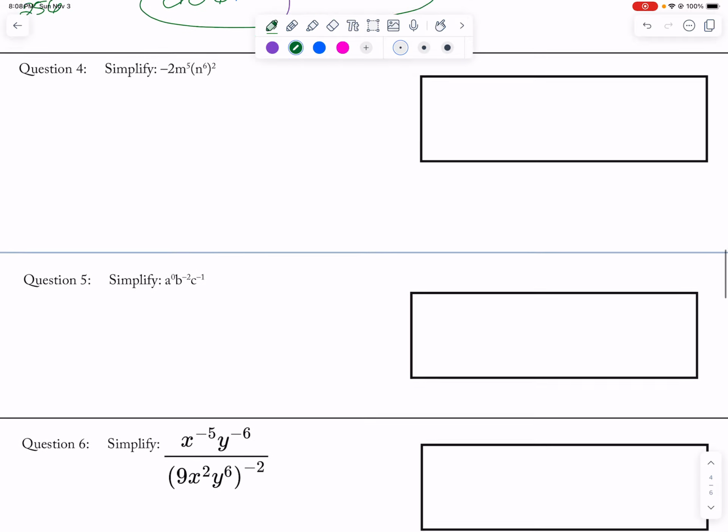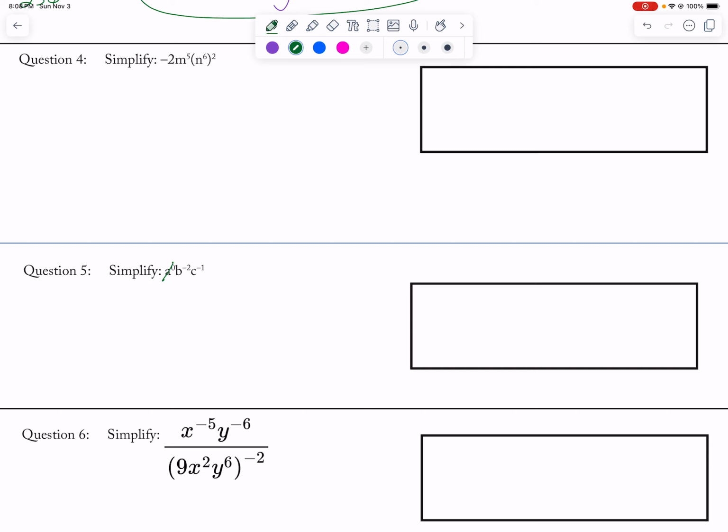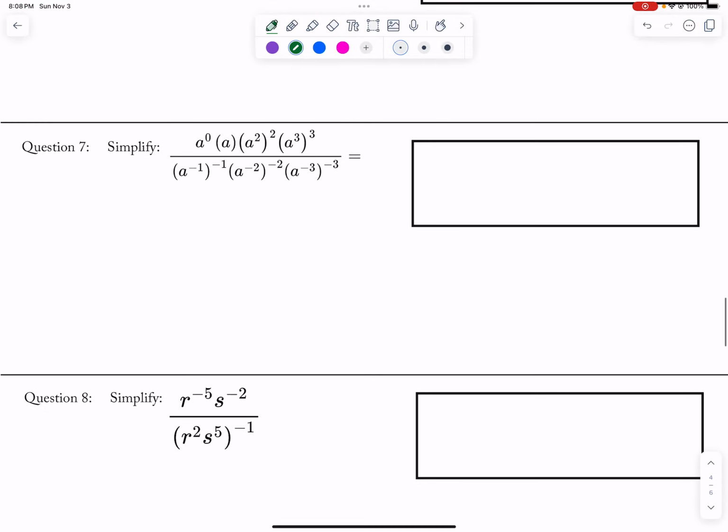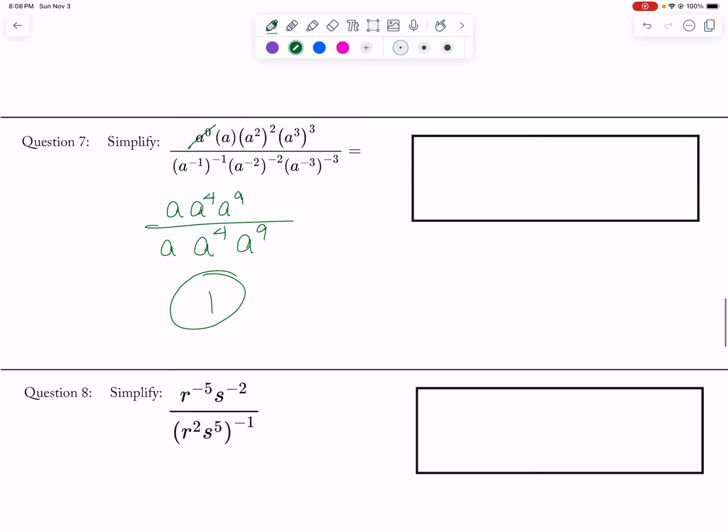Okay. And then here, a to the 0 power is 1. And then these are negative exponents. So this would have been 1 over b squared c. And then here, my a to the 0 power cancels out. So I would have been left with a to the 4th, a to the 9th. A to the 1 time, that's a to the 1st power. This would have been a to the 4th power, and a to the 9th power. And then everybody cancels out, so I would have been left with 1.